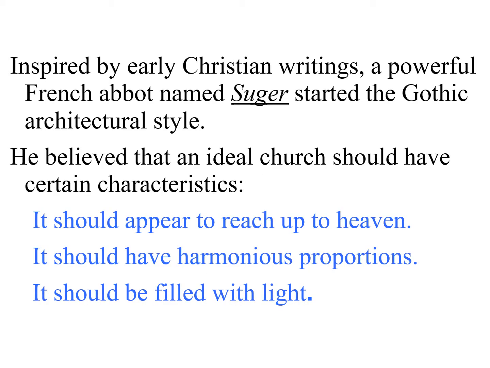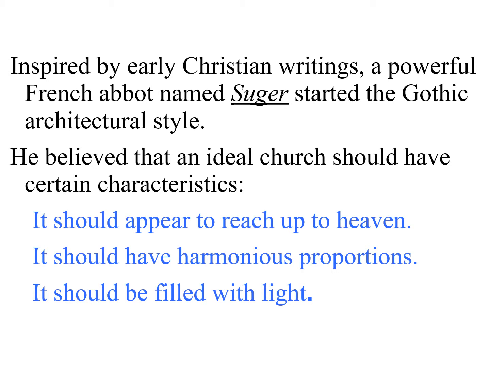The origin of Gothic art and architecture is a little fuzzy, but we are certain that it was inspired largely by a Christian's writings named Abbot Suger, and he believed that a church should have three very important characteristics. It should appear to reach towards heaven, it should have harmonious proportions, and should be filled with light. In order to accomplish this, they employed those mechanisms we looked at in the last slide, things like rib vaulting, flying buttresses, and stained glass windows.